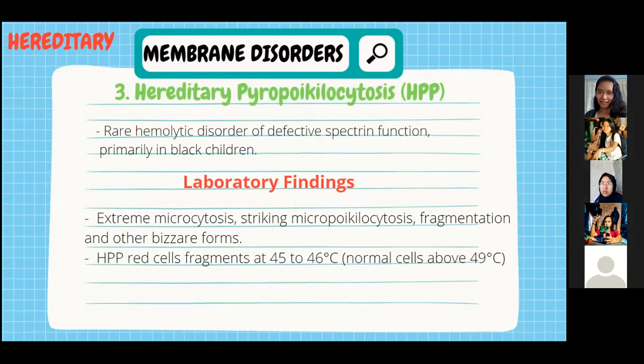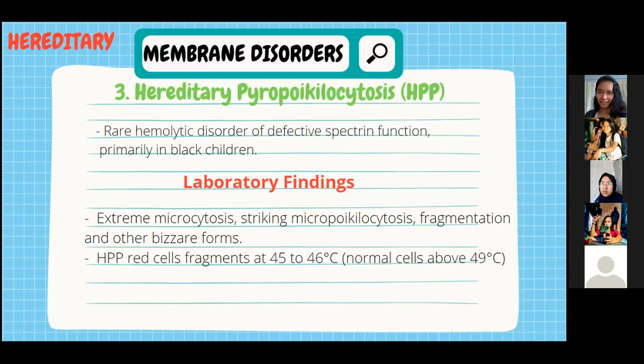The third one, we have the hereditary pyropoikilocytosis or HPP. It is a rare hemolytic disorder of defective spectrin function, primarily in Black children. So again, we have here the defective spectrin function. It is the major skeletal protein of the RBC membrane. The laboratory findings for this one are extreme microcytosis, striking micropoikilocytosis, fragmentation, and other bizarre forms. The HPP red cells fragment at 45 to 46 degrees centigrade, while normal cells fragment at 49 degrees centigrade. This one is an autosomal recessive disorder of the RBC membrane.